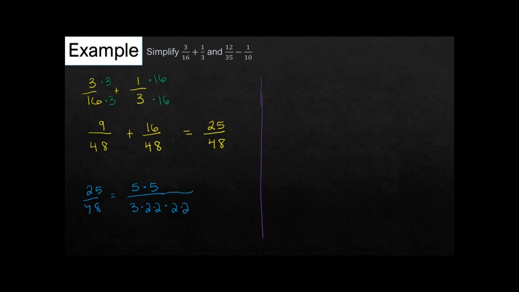So if I try to break down the 25 over 48 into its smallest parts, there's nothing in common between the top and the bottom. So if there's nothing in common, that means it is reduced. So I can't actually simplify it any further, so we get 25 over 48 as our final answer. So if you're not sure, you can always go and try to reduce it, see if there's anything you can take out.